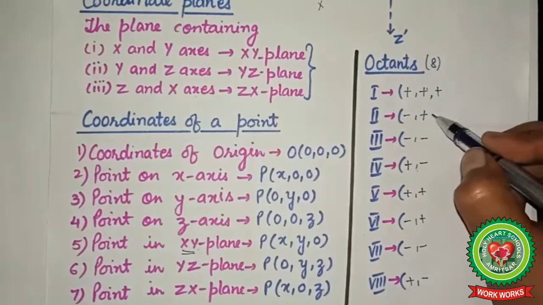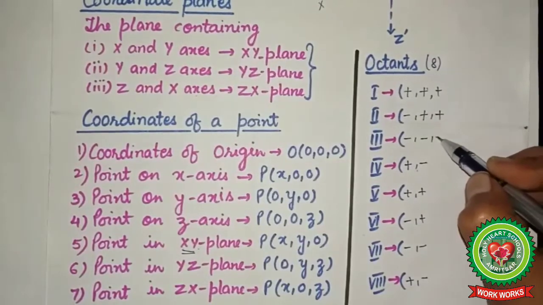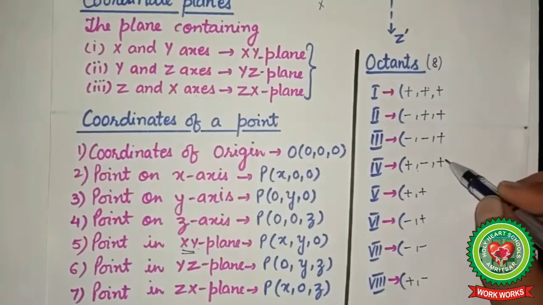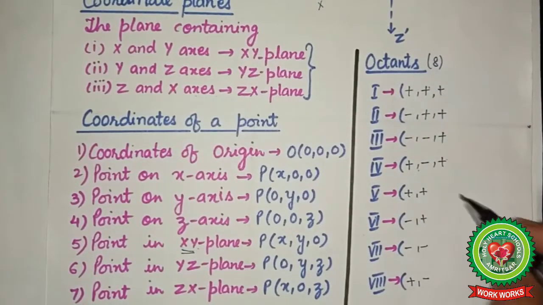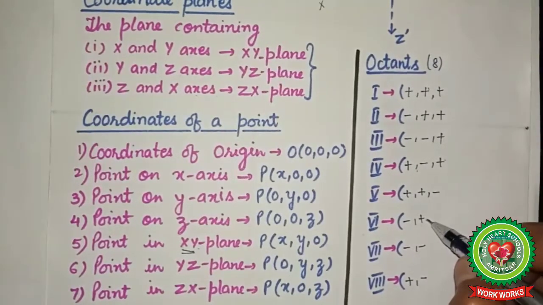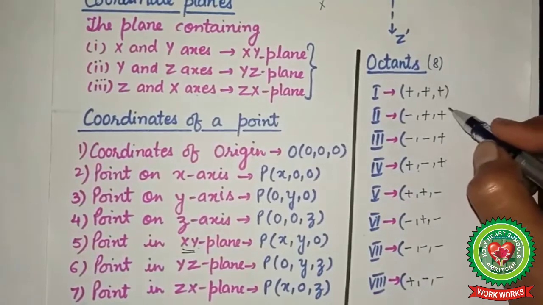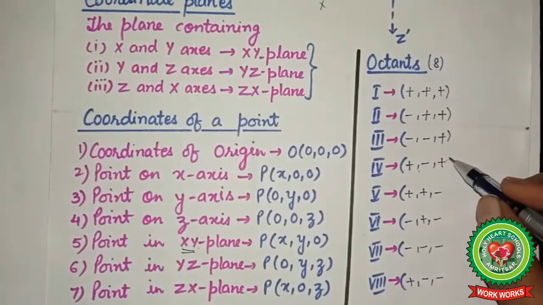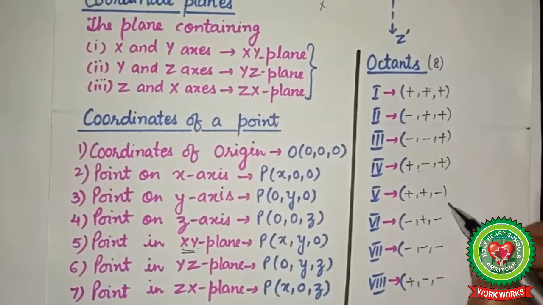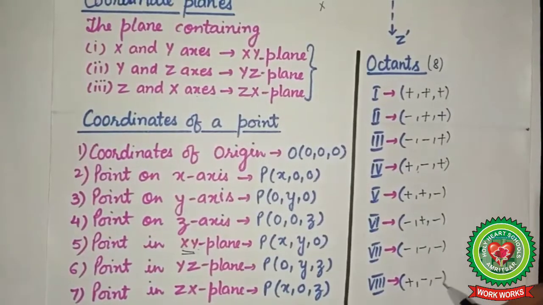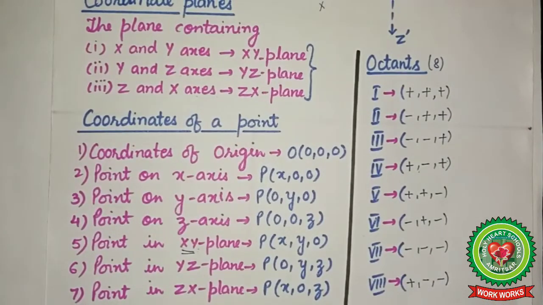Now for the third coordinate, write down the signs. First write down the plus sign 4 times. 1, 2, 3 and 4. And for the next 4, write down the minus sign. In this way, you can remember the sign of the coordinates in the different octants. So, these are all the basics related to the three-dimensional geometry.